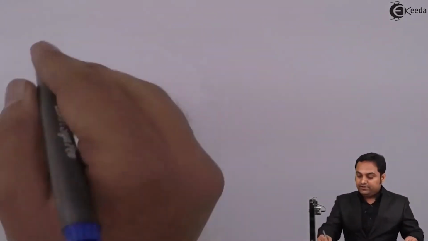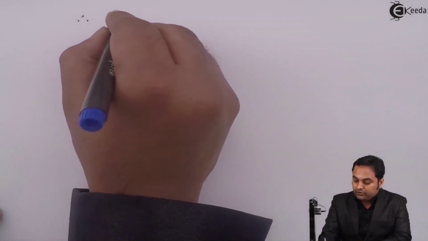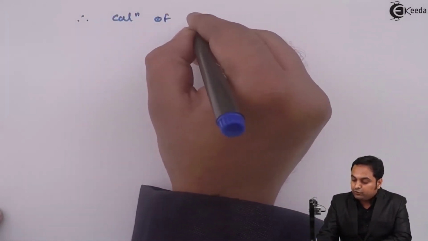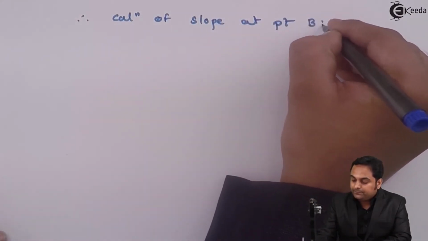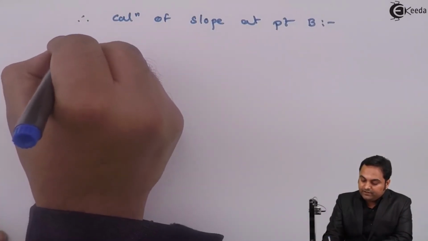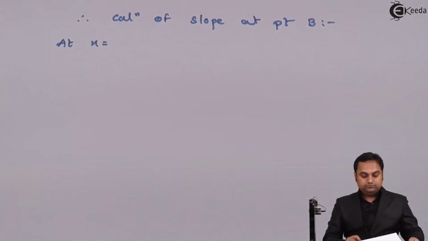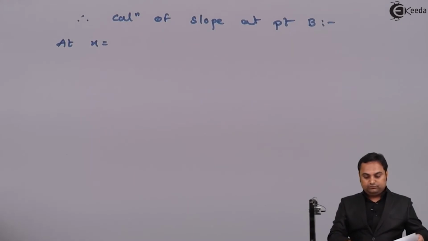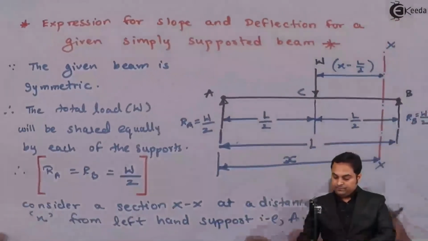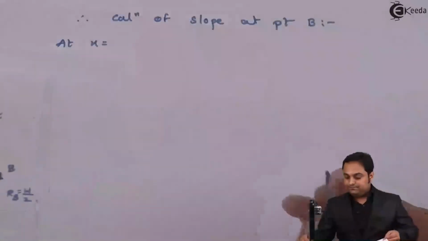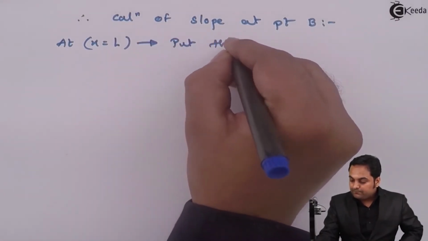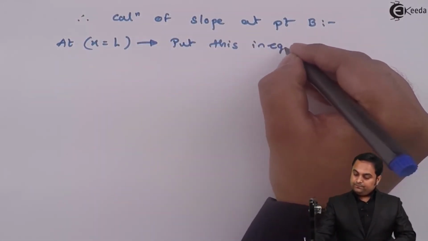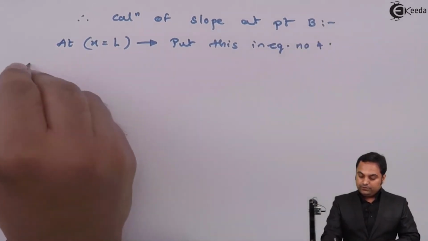So I'll say that therefore, calculation of slope at point B, and for that I have to put x is equal to, at point B the value is x is equal to capital L. So put this in equation number 4.